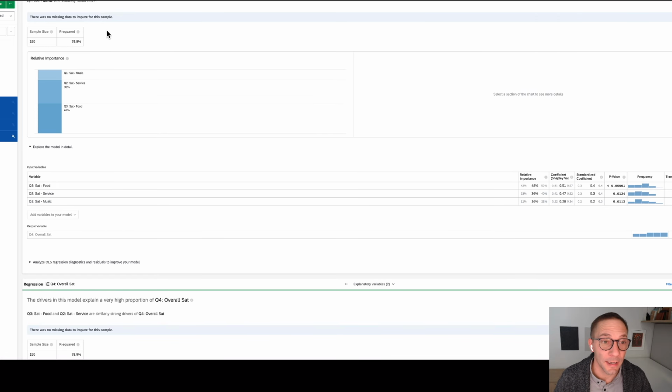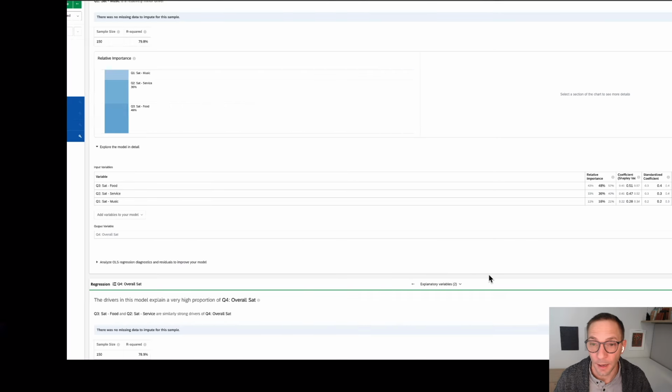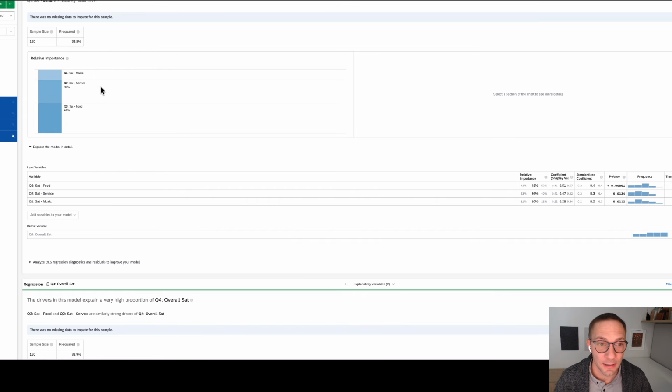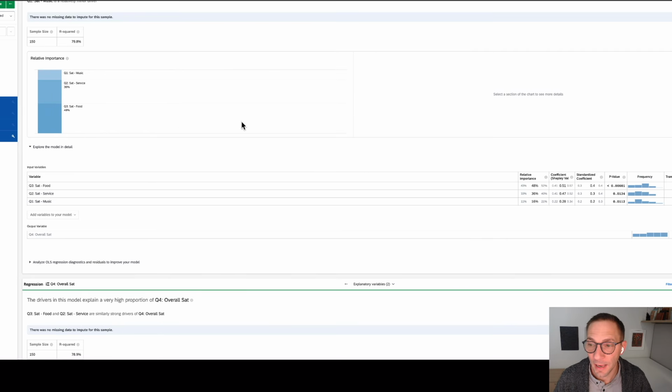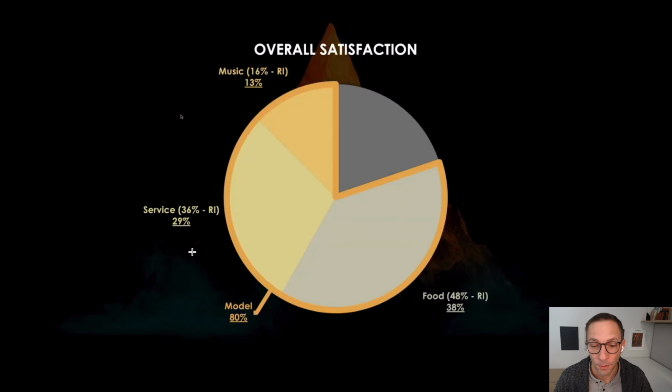And so really what you're getting is 80% of this model, overall satisfaction, can be explained by these three predictors. Okay, of that 80%, 48% comes from food, 29% comes from service, and you look here at satisfaction with music, that ends up being 16%, okay? Or if you're looking at it as a whole, the 100%, music accounts for 13%, service 29%, and food 38%. So food is the most important predictor between the three.